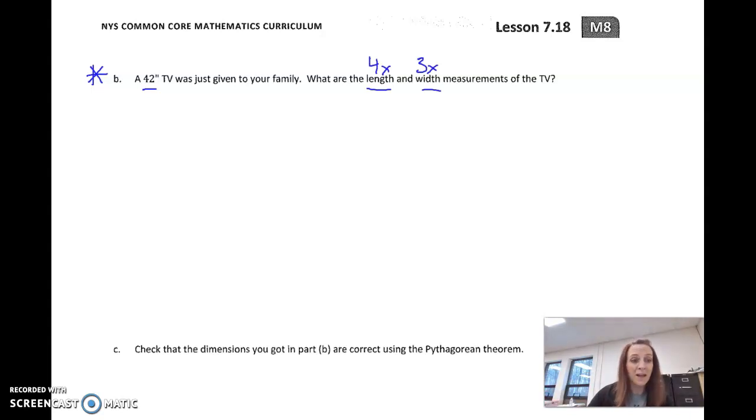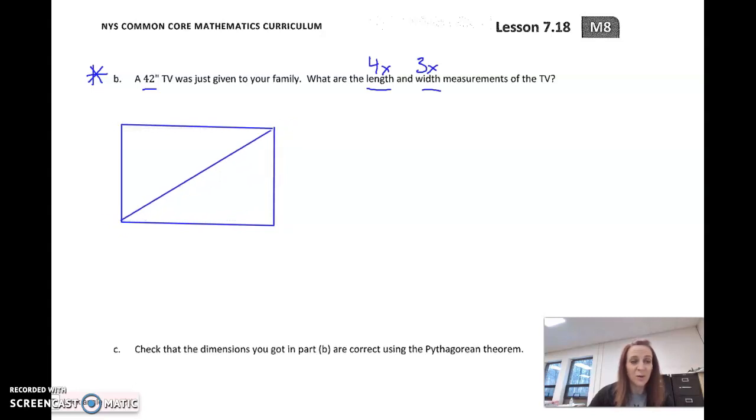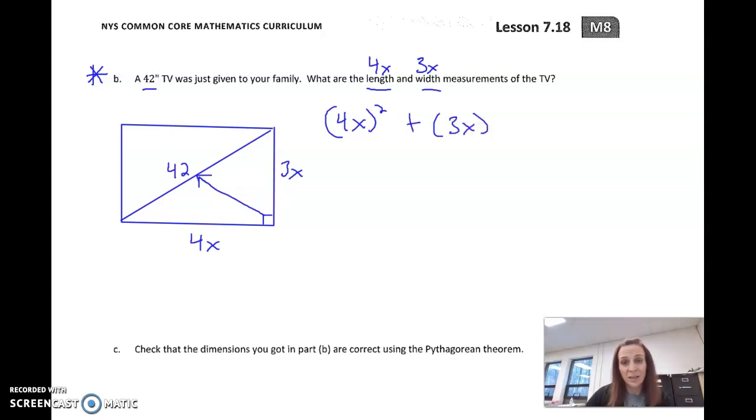So what we do, because we have a TV here, and it tells us it's a 42-inch TV, so our diagonal is 42 inches. We need to know the length, 4x, and the width. Okay, just use 4x and 3x. So we can figure out what this is because remember, this has to be C. So 4x, that whole thing squared, plus 3x, that whole thing squared, has to equal 42 squared.